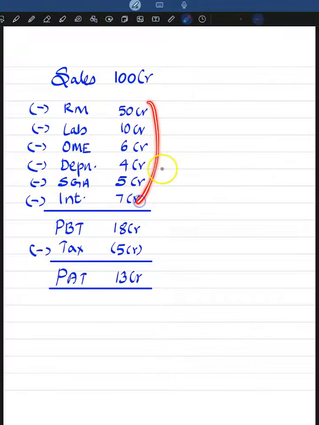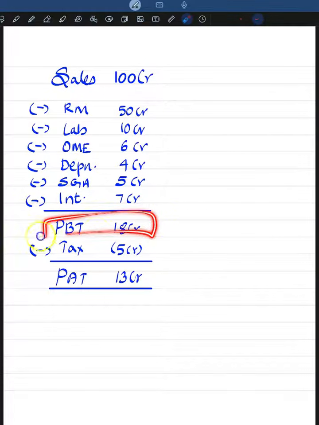So if you deduct all these expenses from the sales, you will get profit before tax. Let us deduct tax also, you will get profit after tax. So this is basically the P&L of an entity. Let me just rearrange them.